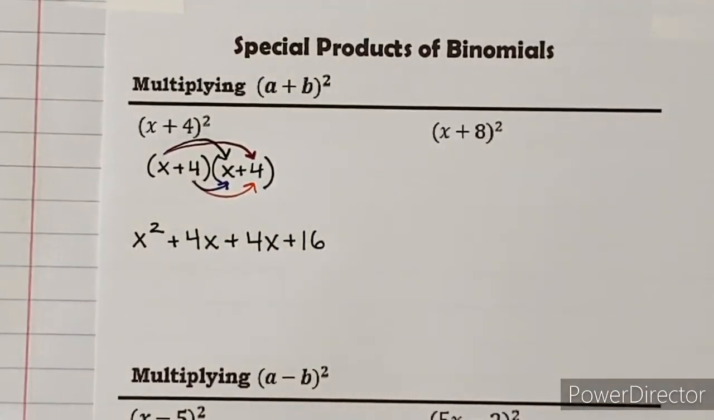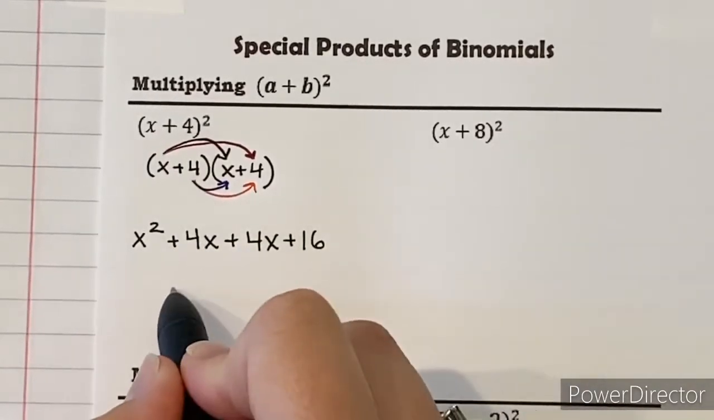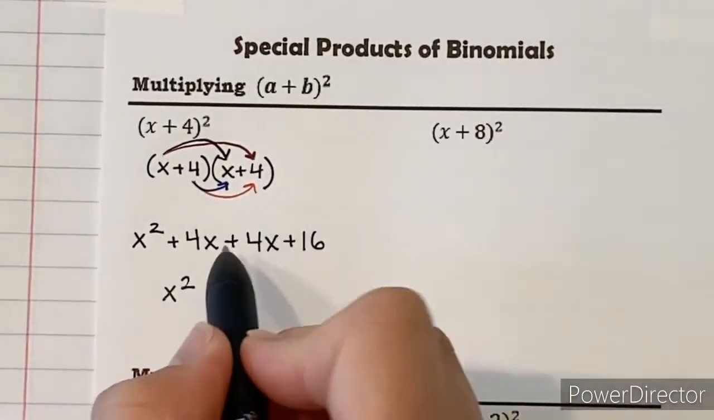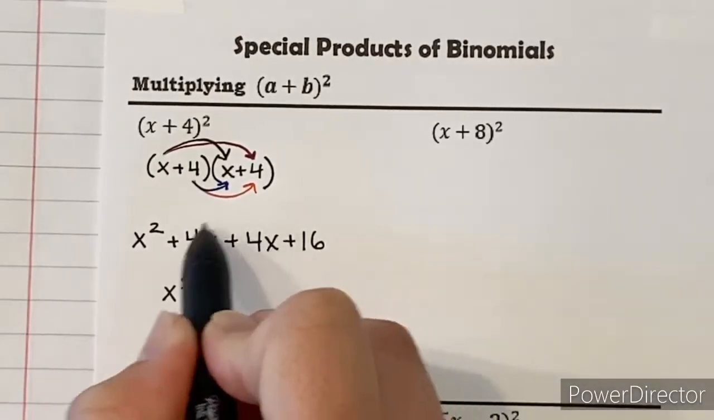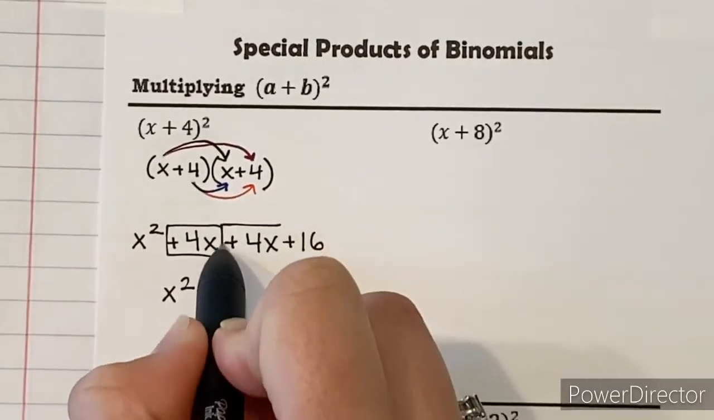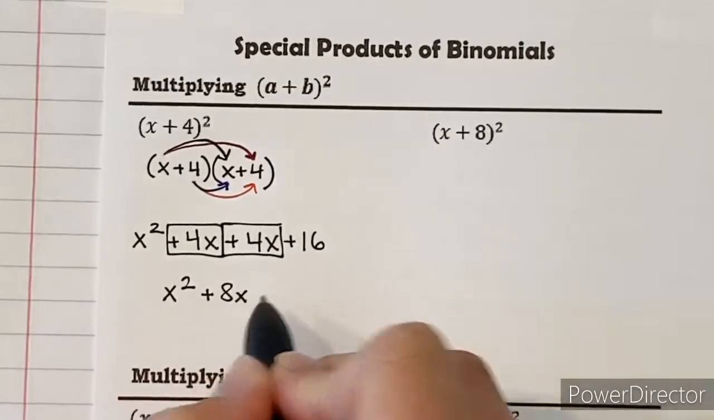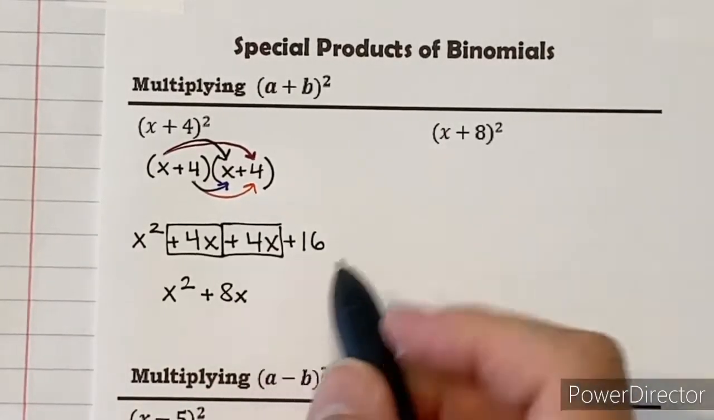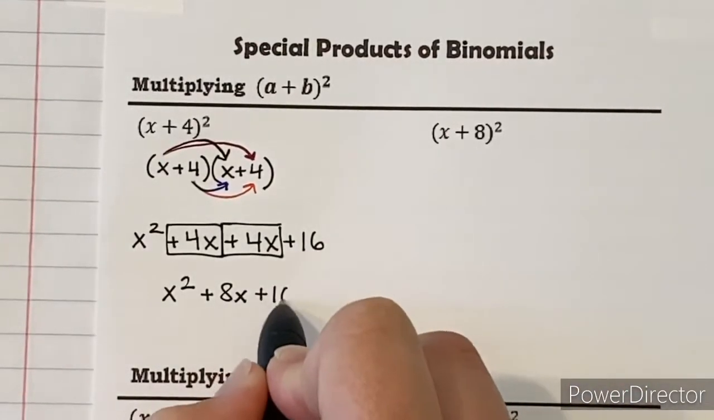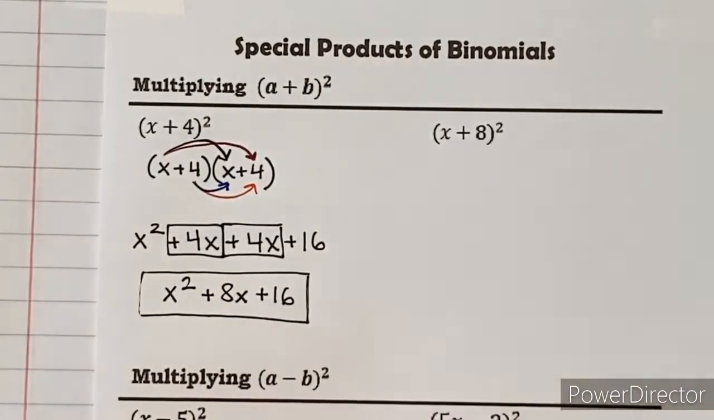Now, remember, you need to always check to see if you can combine like terms and simplify. This one you can. So start with the x squared. That one doesn't have anything to combine to it, so I'm going to bring that down. And then if we look at our x's, these two middle terms right here can combine. So we have 4x plus 4x. So that's going to be 8x. And then that plus 16, I'm going to bring it down. Just like this. And here is our final answer.